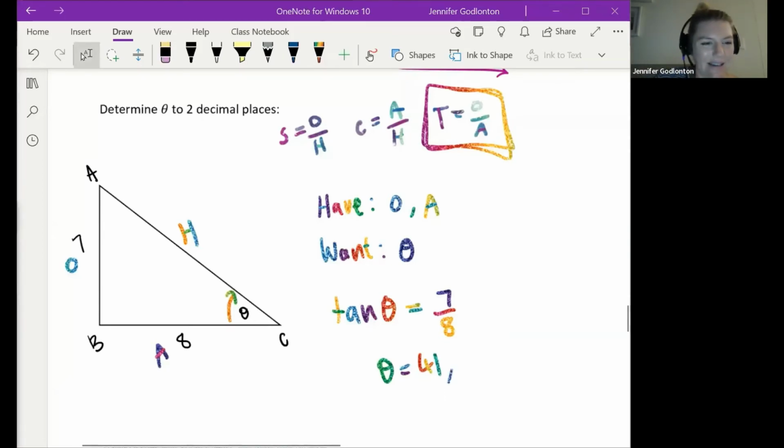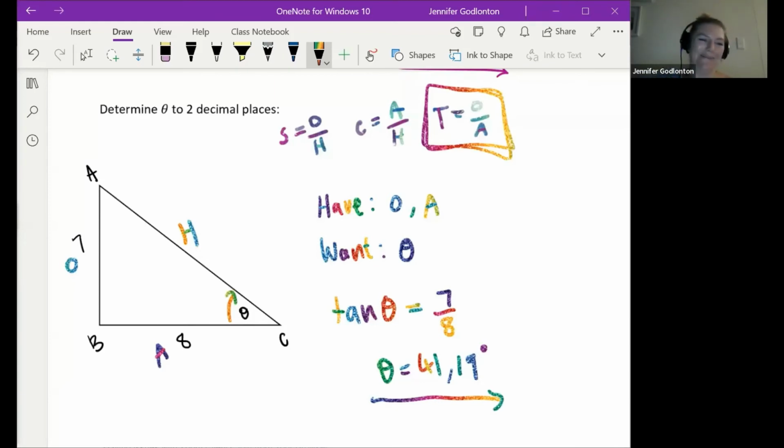Let's see what my answers are and if anyone fell for my trap. No, people didn't fall for my trap and I'm so sad. I mean, I'm happy because it's right. 19. Okay, so theta is 41,19 degrees.